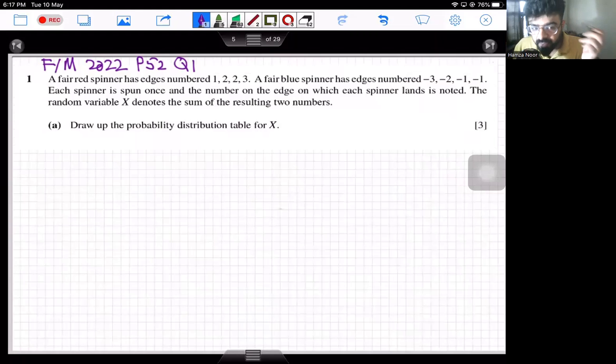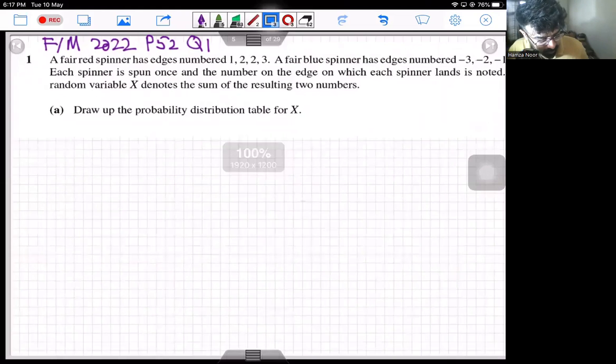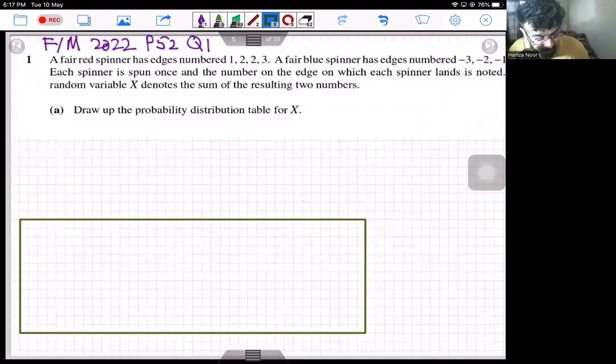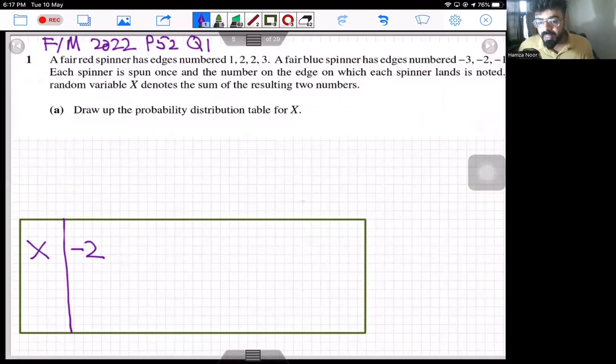So we have a fair edge spinner, we have a fair blue spinner, and the random variable x is basically the sum of the scores on these two spinners. The least score on the edge spinner is 1, and the least score on the blue spinner is -3. So the least value of x, the least sum of the scores, will be 1 minus 3, which is -2. So the values of x will start from -2.